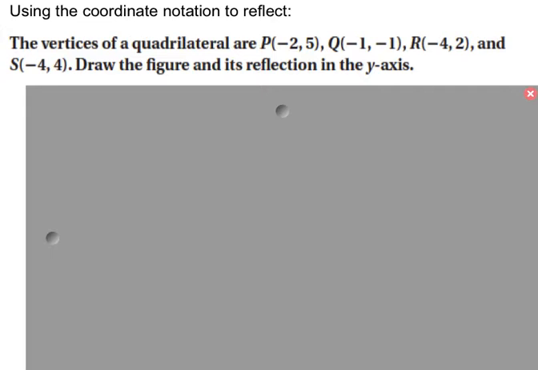Okay, let's look at this example where coordinate rules were used to reflect. The vertices of a quadrilateral are P(-2, 5), Q(-1, -1), R(-4, 2), and S(-4, 4). Draw the figure and its reflection in the y-axis. Because we're reflecting in the y-axis, the y will stay the same and the x will switch signs. So this one actually is pretty quick to do.